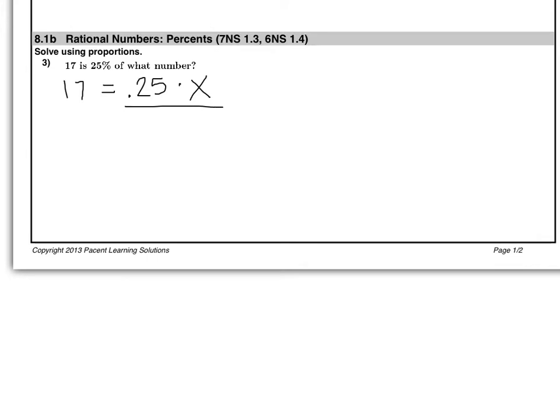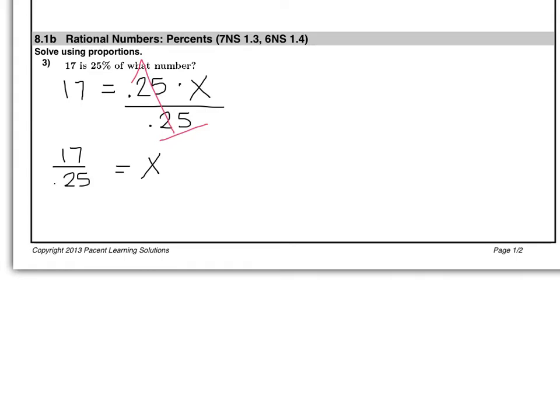So the opposite of multiplication is division. So I'm going to divide by 0.25. And what that's saying is that 0.25 divided by 0.25 is an equivalent form of 1. So I'm left with 1x on this side. But if I do it to one side of the equation, I have to do it to the other to maintain its balance. So that means I have to divide 17 by 0.25.